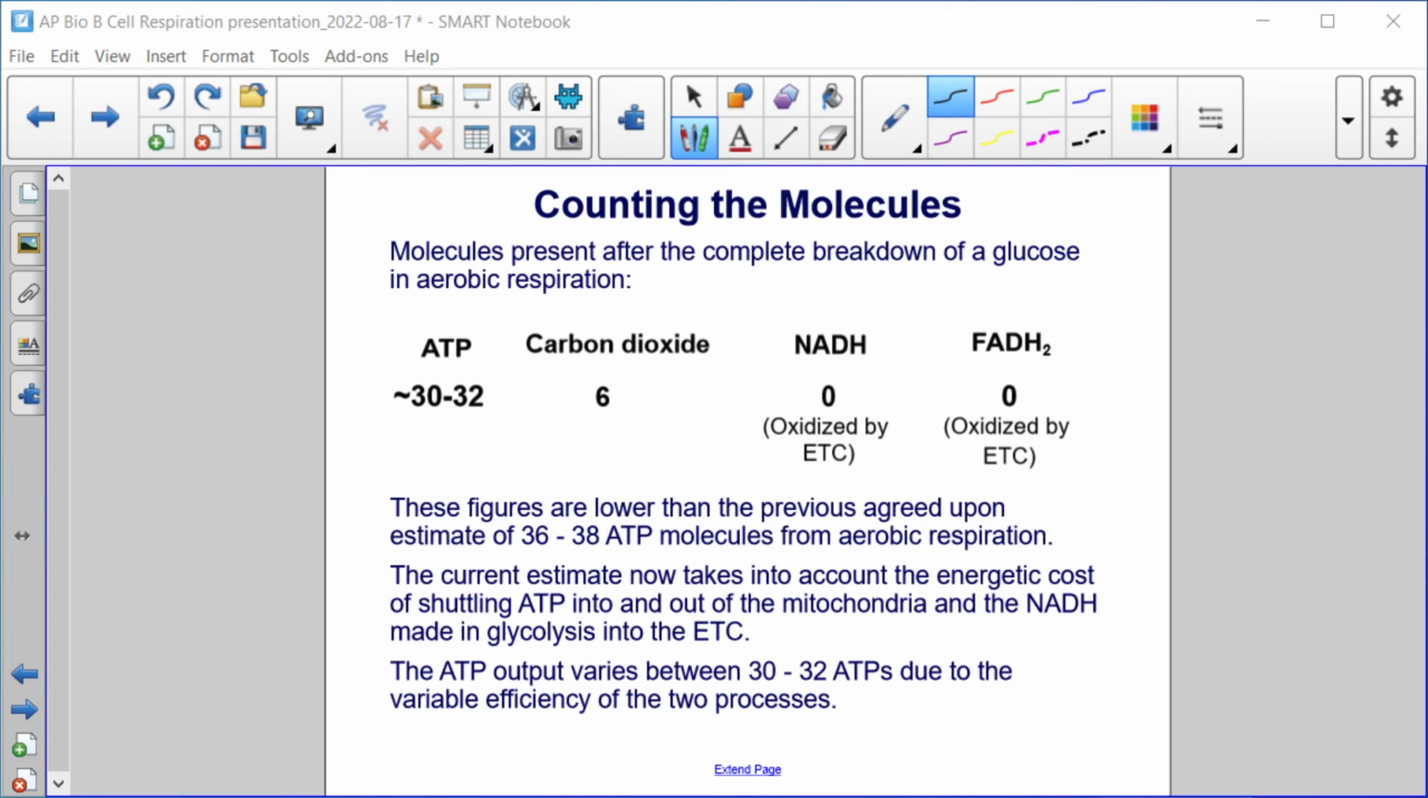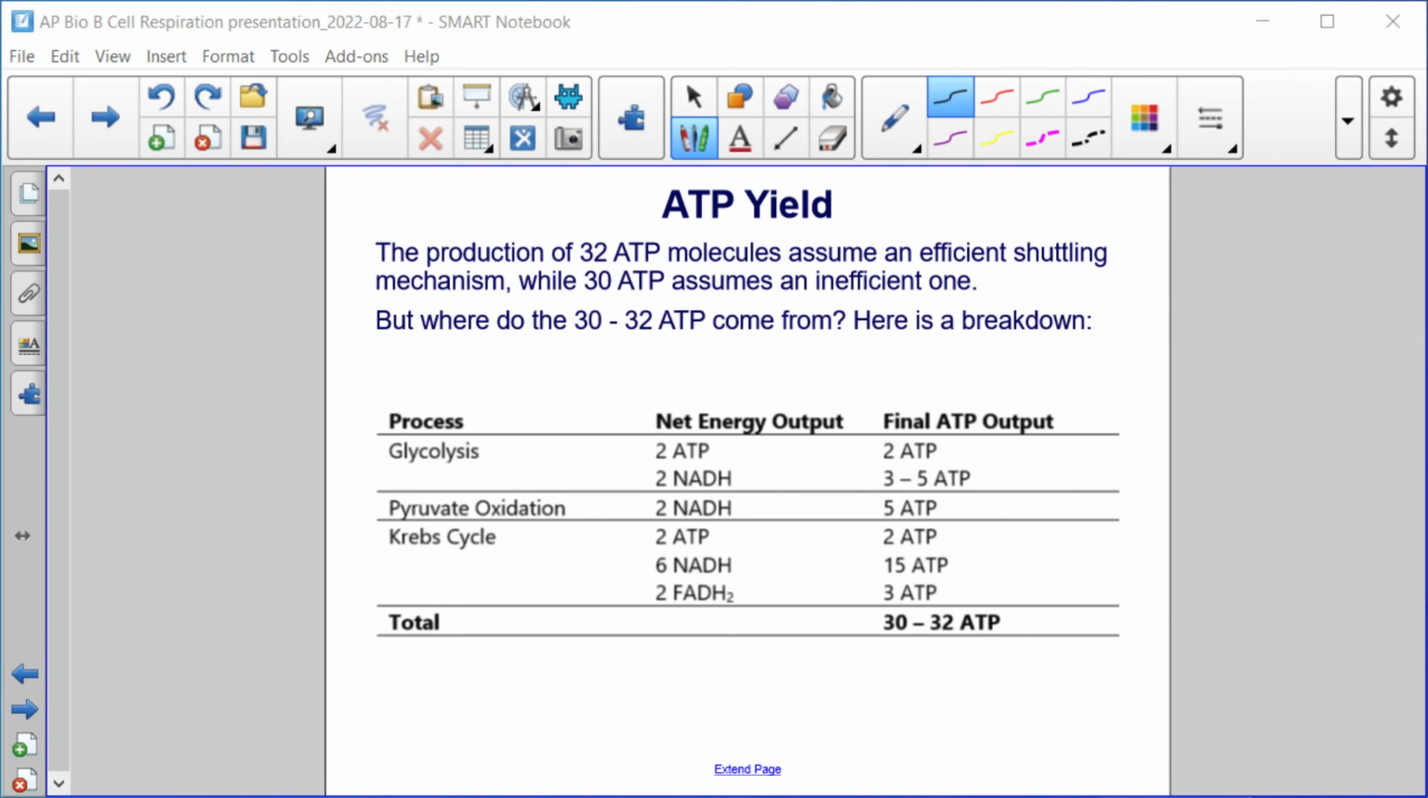The ATP output varies between 30 and 32 ATP due to the variable efficiency of the two processes. The production of 32 ATP molecules assumes an efficient shuttling mechanism, while 30 ATP assumes an inefficient one. But where do the 30 to 32 ATP come from?